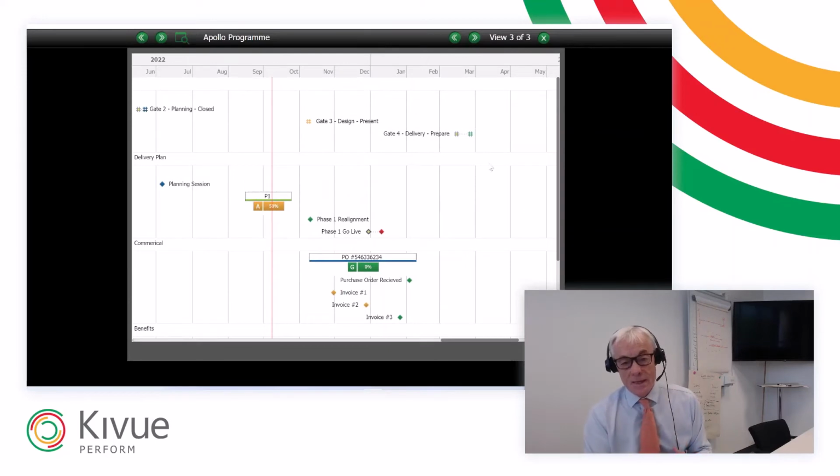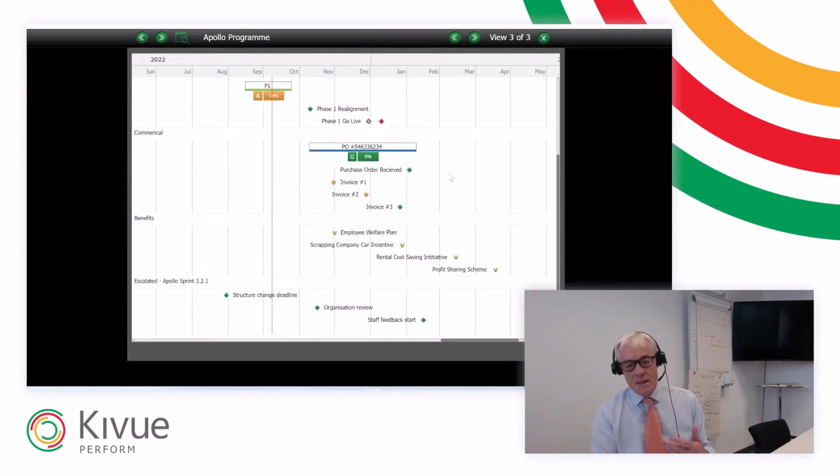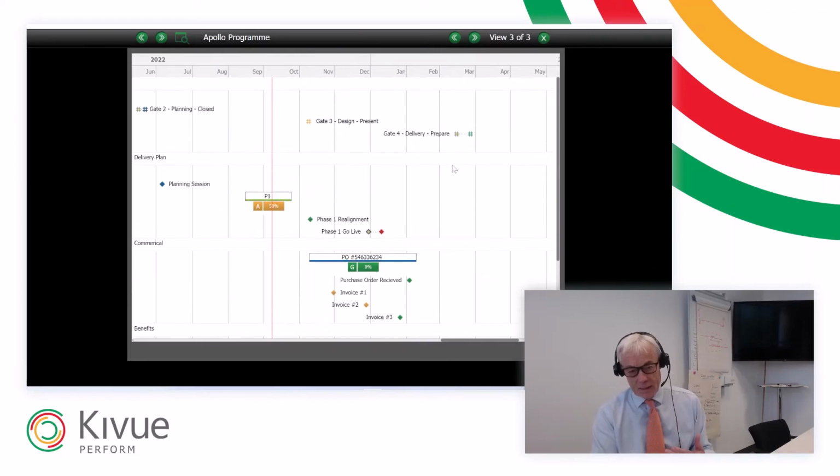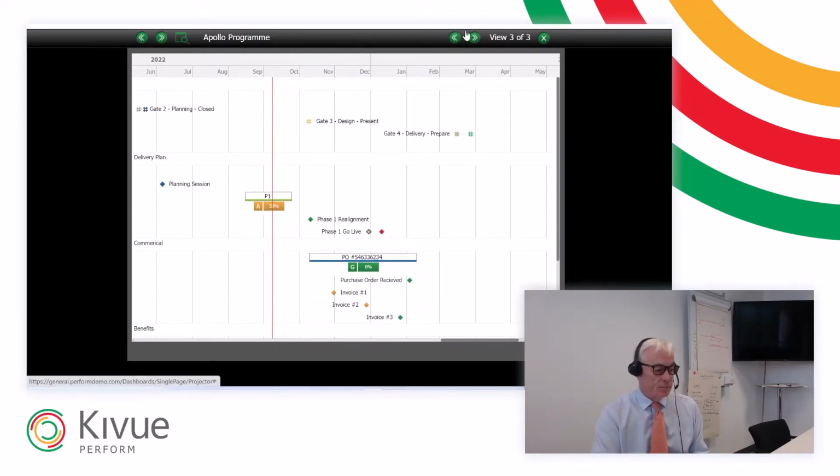Generally, sponsors and key stakeholders in most organizations don't need to see a 300-line project plan. They might need to know it's there, but very rarely do they need to see that level of visibility. They're more interested in a high-level view of the milestones that are out there.